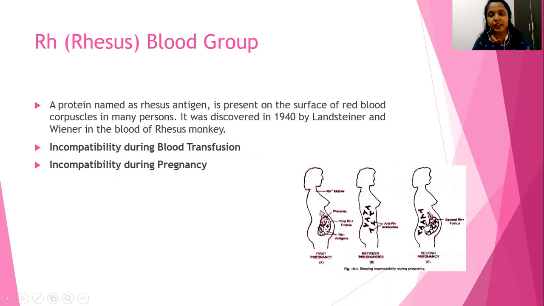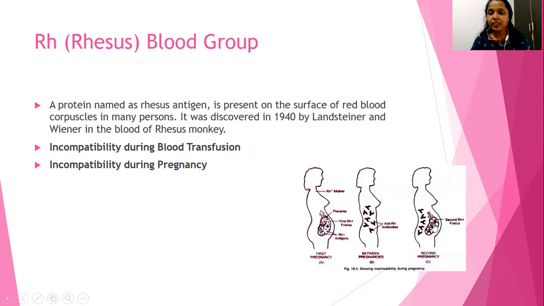They fight against the Rh factor in the child, and lead to a condition that we call erythroblastosis fetalis, a condition that leads to death of the embryo. So this happens for the second pregnancy.